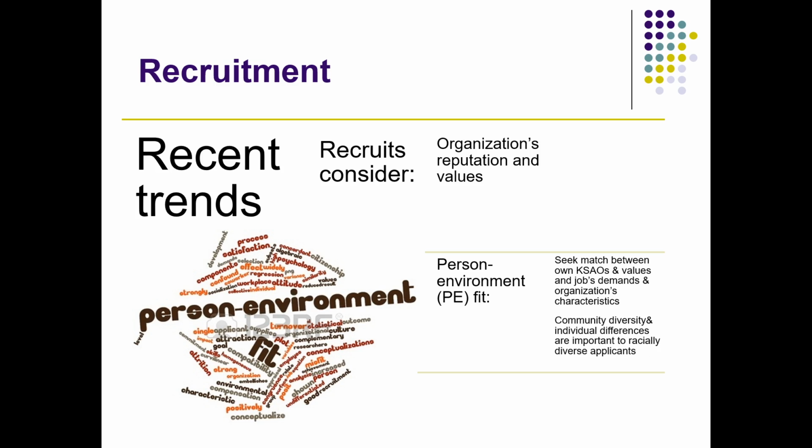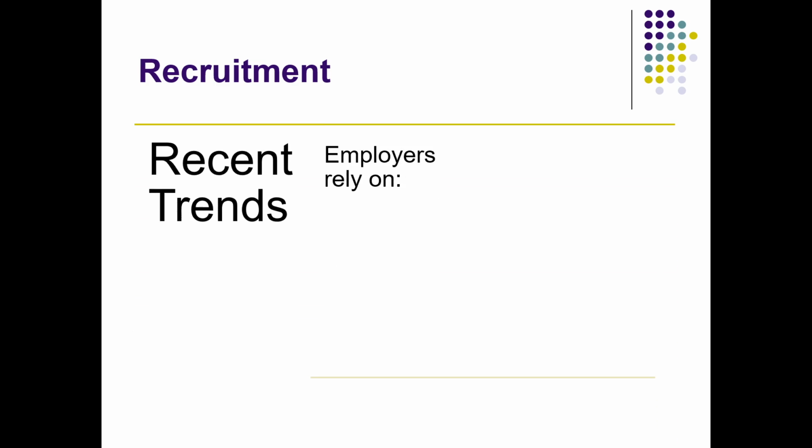Community diversity and individual differences within the organization are really important factors for racially diverse applicants. Also for applicants who have disabilities and things like that, oftentimes they're looking for organizations where they wouldn't be the only person who represents their group, whether it's race or ethnicity or disability or sex. A lot of times people don't want to be the one person there, and so they'll look for organizations that are diverse.